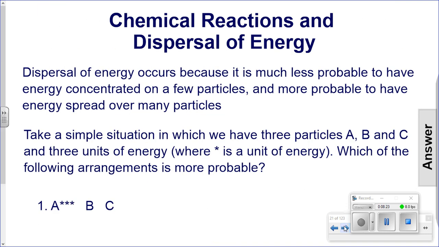So take a look at this here. Dispersal of energy occurs because it is much less probable to have energy concentrated in a few particles and more probable to have them spread out over many particles. Take a simple situation in which we have 3 particles, A, B, and C, and 3 units of energy, where the star is the unit of energy. Which of the following arrangements is more probable?